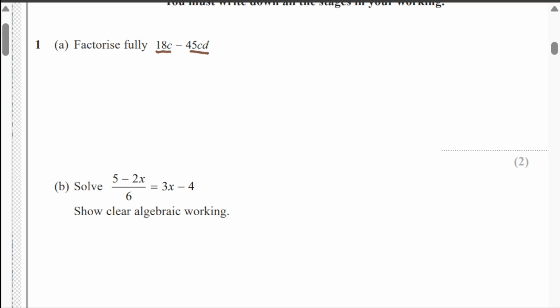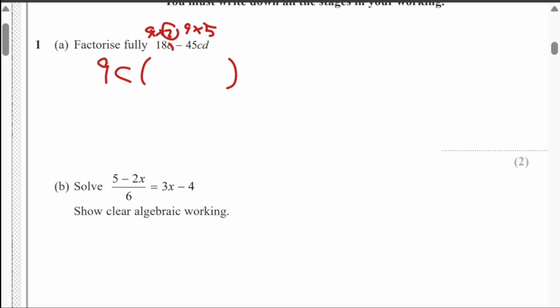The first thing I know is there is a C here and there, so we'll put this 3 outside. And also, if you look at the 18, it's 9 times 2, isn't it? And the 45 is 9 times 5. So there is also 9 in common. So we take the 9 out. 9 outside. Now, what will be left inside if we take the 9 and we take the C?